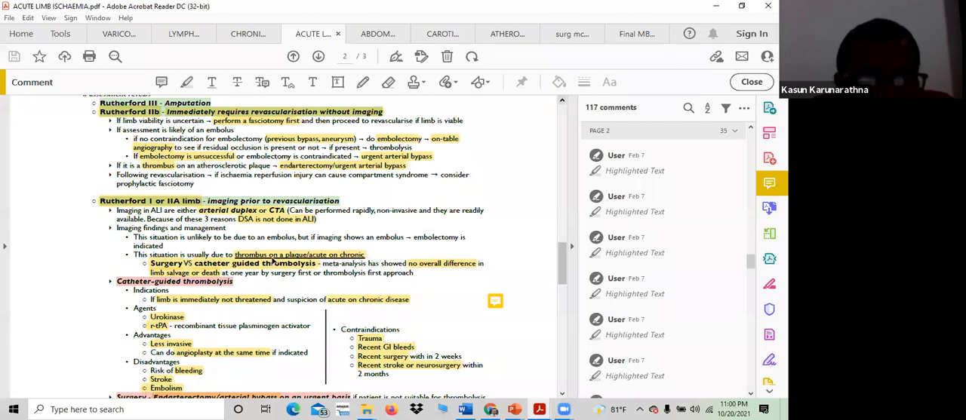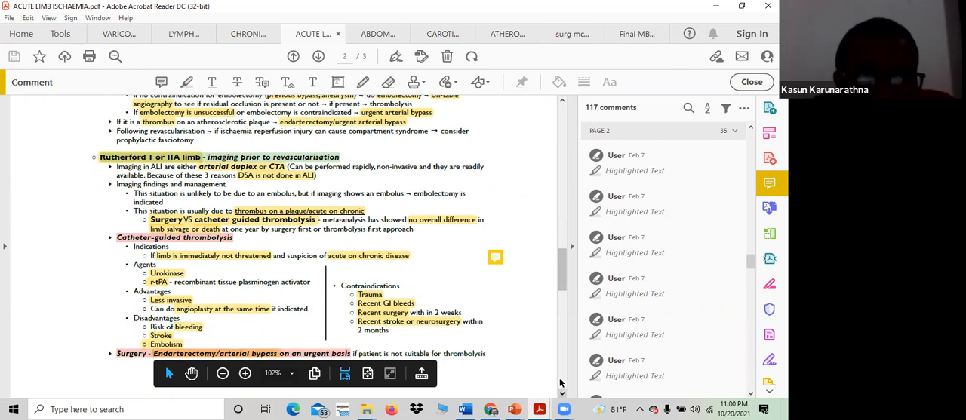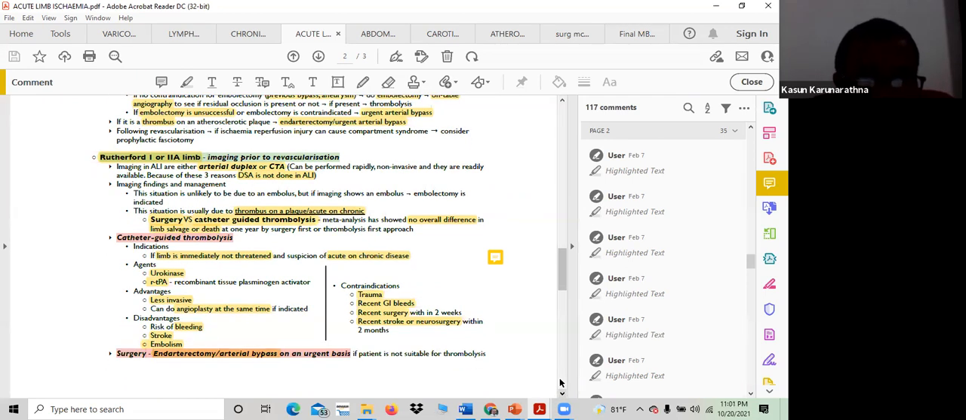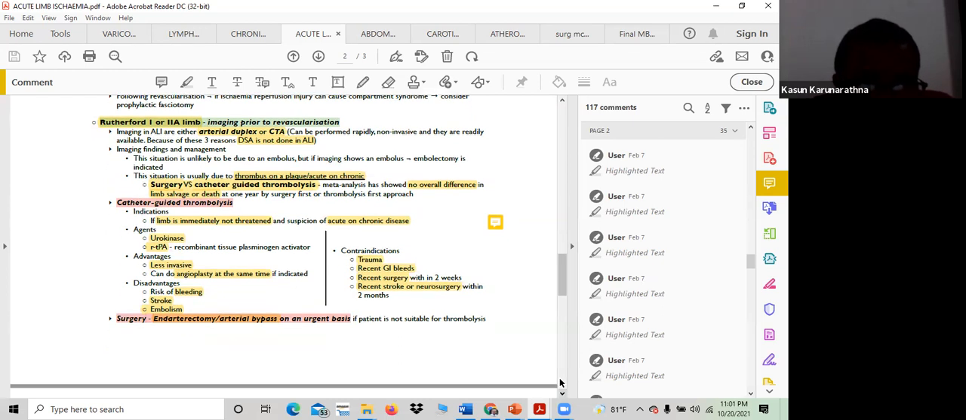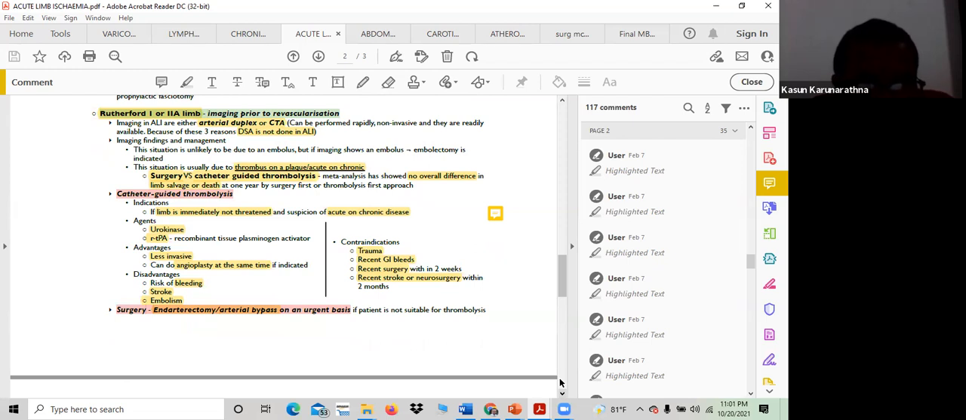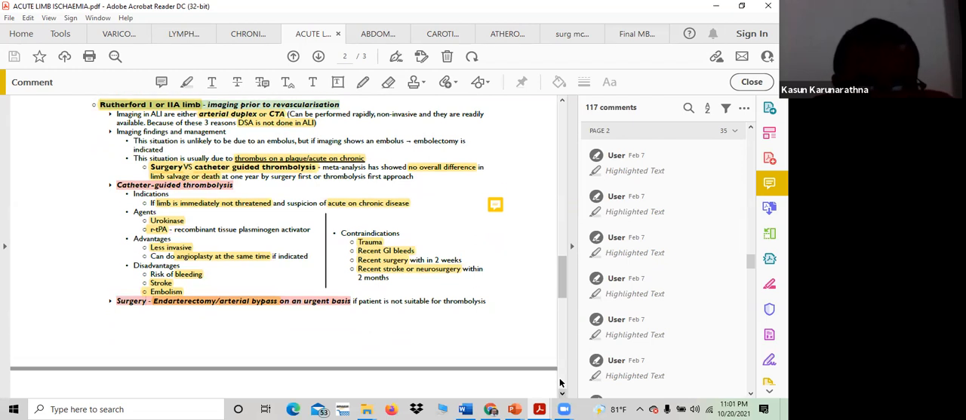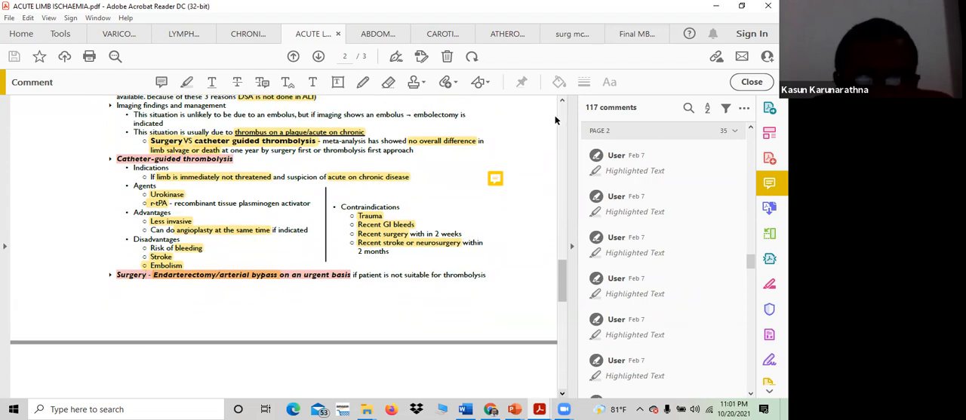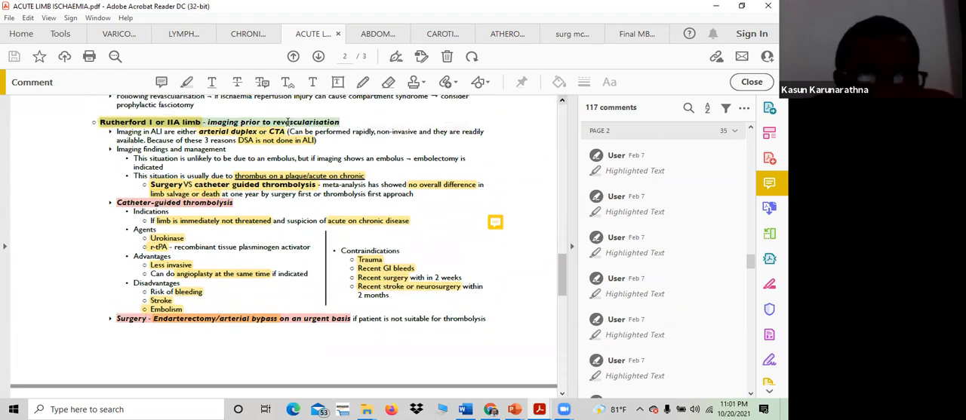The situation is usually due to thrombus, right? Then there is catheter-guided thrombolysis, or a surgical option: endarterectomy or arterial bypass on an urgent basis, right? And that is for stage 1 or 2A, right?